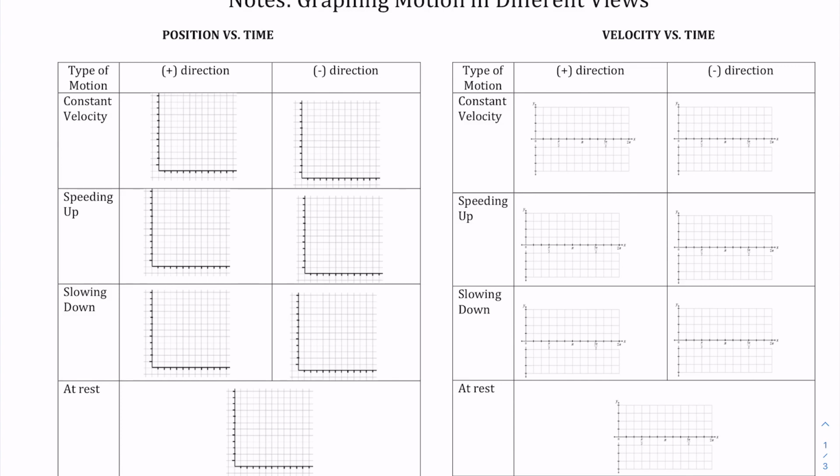In this video, we're going to be talking about graphing motion in different views, three views in particular: a position view, velocity view, and acceleration view. And so I want you to think about the experience of going to an event, maybe a basketball game, and seeing that event from different views.